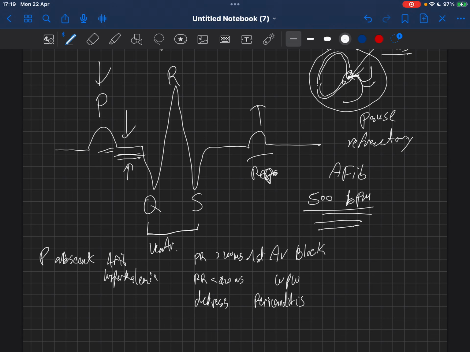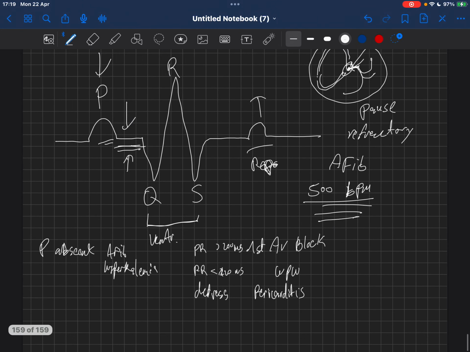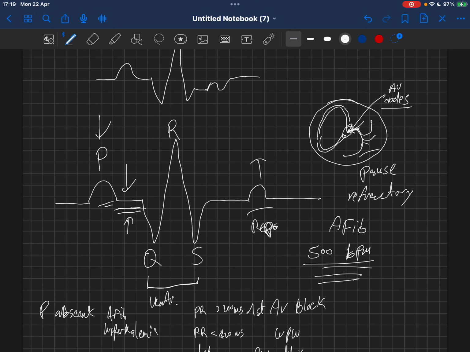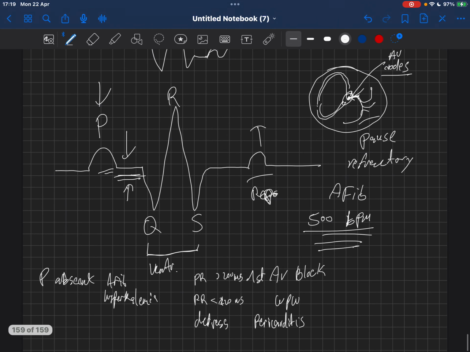Okay, we have the QRS complex, which is the electrical signal in the ventricles, which can be prolonged, which is more than 120 milliseconds. This is seen when the electrical signal originates from the ventricles, or there is a bundle branch block. Other things can also do that.